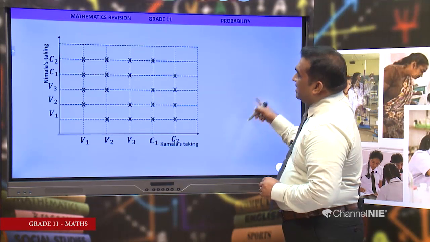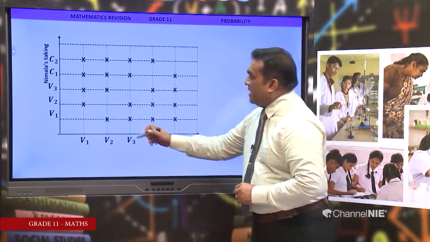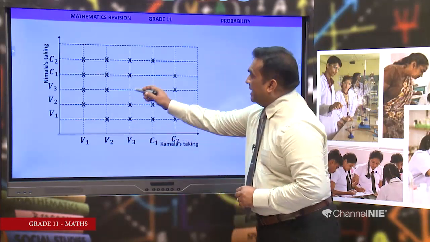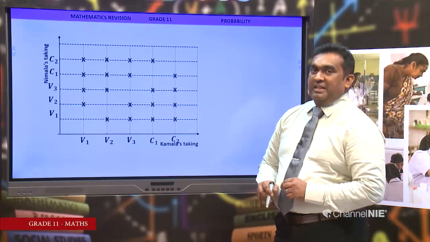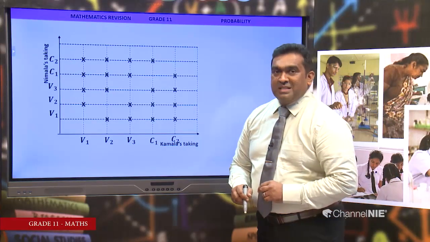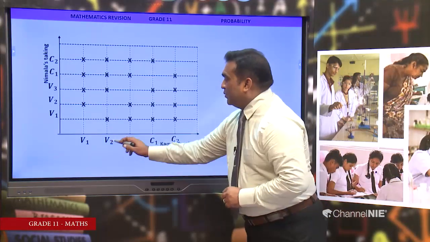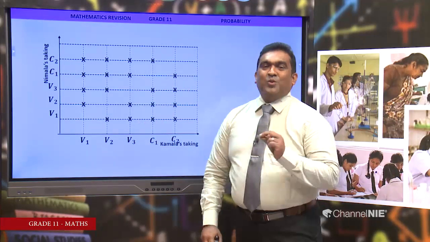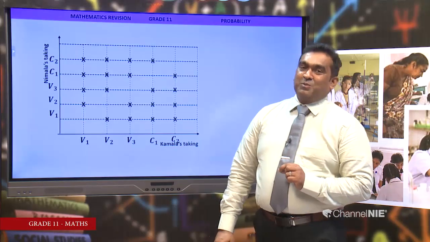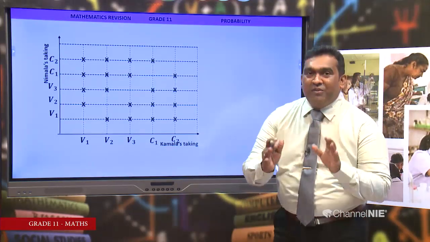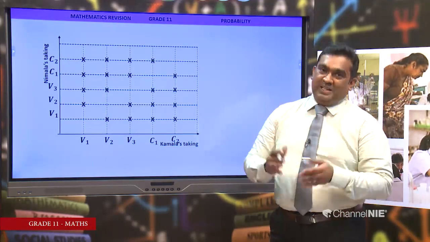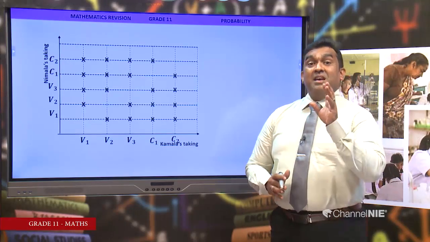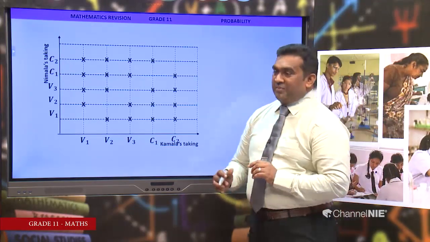Then you can see the sample space without replacing. Number of elements in the sample space here 1, 2, 3, 4, 5. 5 multiplied by 4, 20. Number of elements in the sample space is 20. Then you can define the probability out of 20. It means 20 is in the denominator.